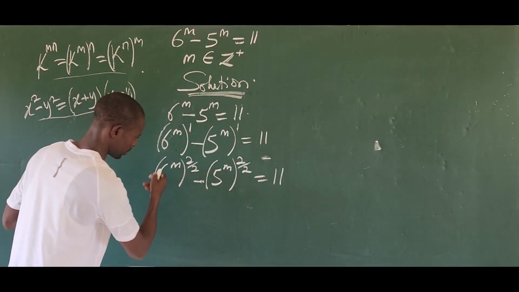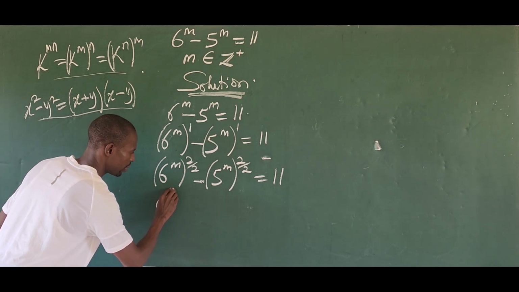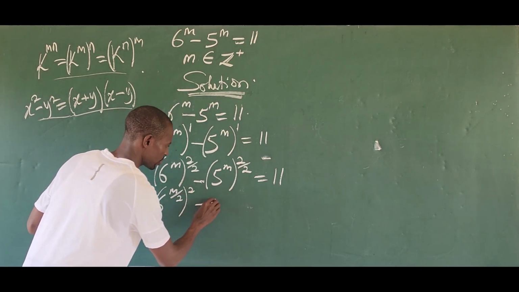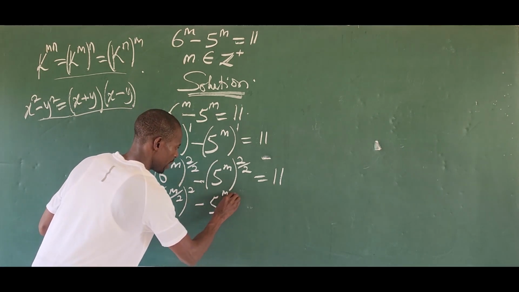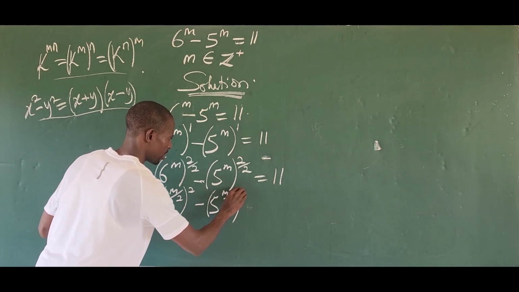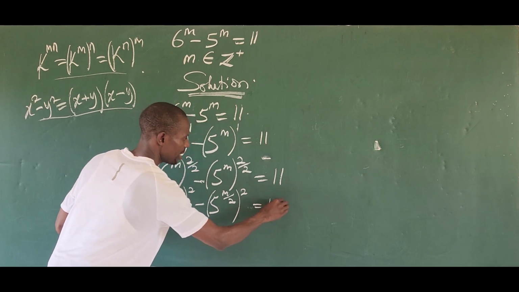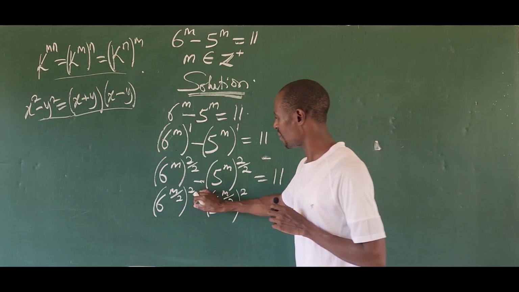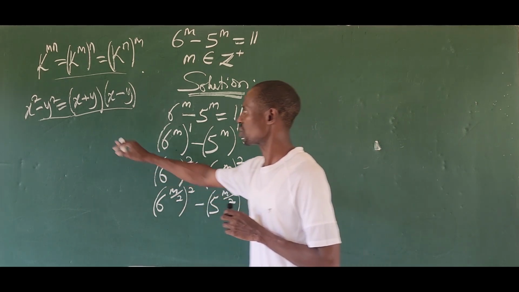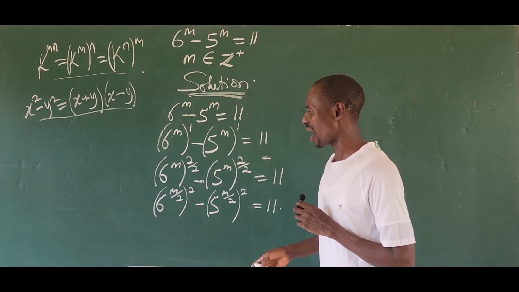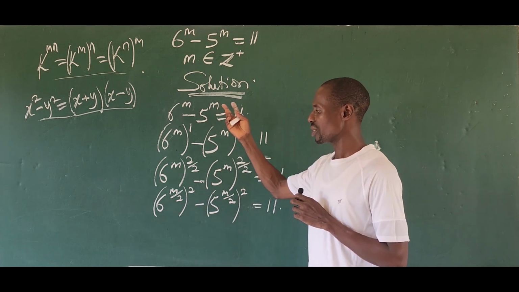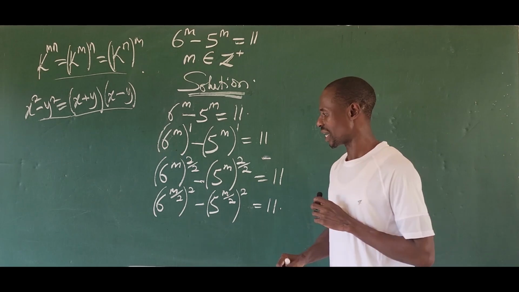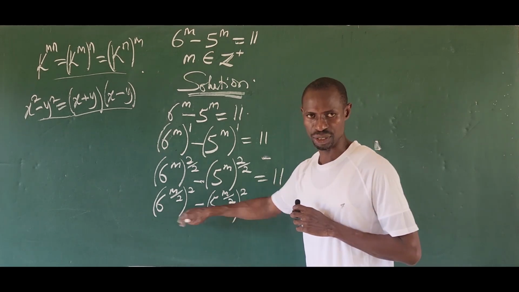And so I'm going to multiply this to give me 6 to the power of m over 2, all raised to the power of 2, minus 5 to the power of m over 2, all raised to the power of 2, equal to 11. All right. So with this, we now have our difference of two squares here. But before that, to avoid the writing of 6 raised to the power of m over 2 and 5 raised to the power of m over 2, I want to do a simple substitution here.